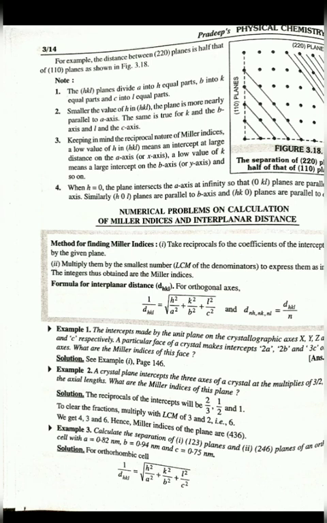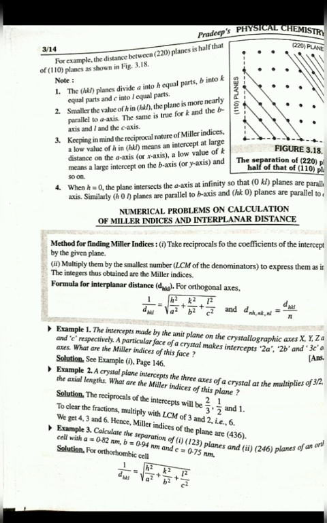Note 1. The hkl planes divide a into h equal parts, b into k equal parts and c into l equal parts. Second, the smaller the value of h in hkl, the more nearly parallel the plane is to the a axis. The same is true for k and the b axis, and l and the c axis. Third, keeping in mind the reciprocal nature of Miller indices, a low value of h in hkl means an intercept at a large distance on the a-axis or x-axis. A low value of k means a large intercept on the b-axis or y-axis, and so on.